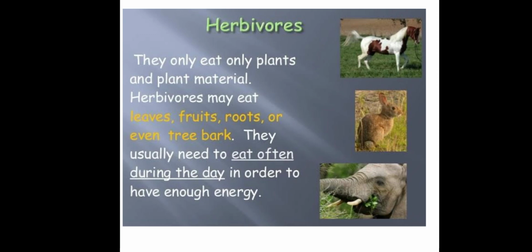We'll start with herbivores, plant eating animals. Herbivores may eat leaves, fruits, roots, or even tree bark. They usually need to eat often during the day in order to have enough energy. So, for example, for herbivores, we have goat, rabbit, and elephant, plant eating animals.